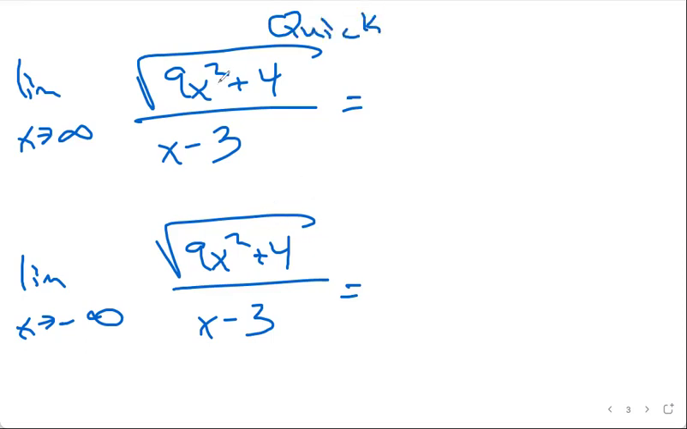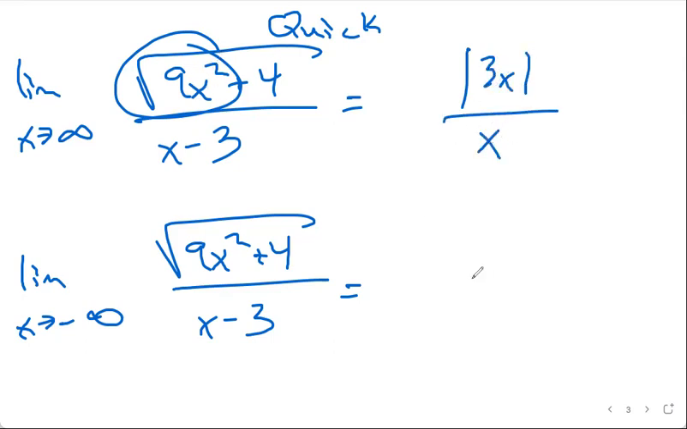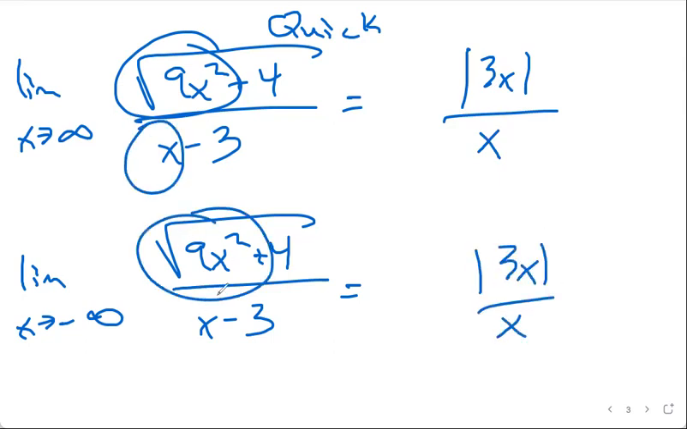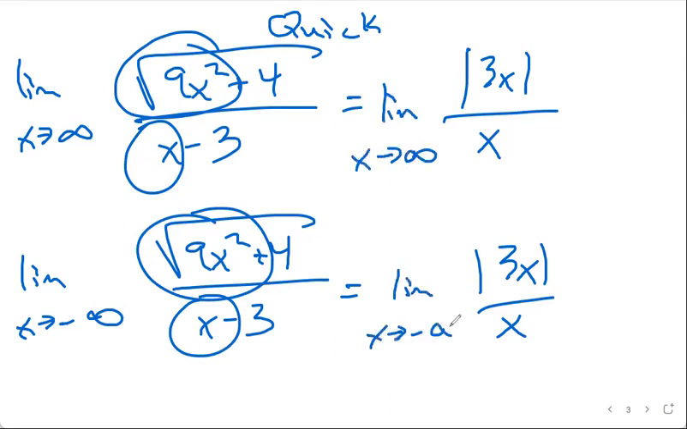The quick way is just take the dominant terms. So square root of 9x squared reduces to the absolute value of 3x. Be careful. Whenever you have x squared and square root, it comes back absolute value of x. I'm just taking the dominant terms in the top and bottom, because if you're approaching infinity or negative infinity, you're worried about what's happening in the long run. And again, this is the quick way.